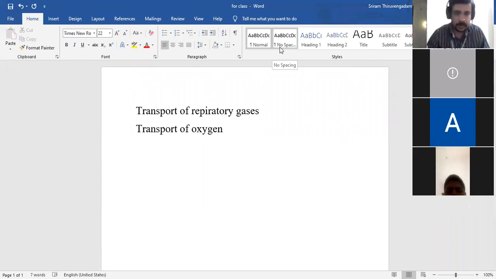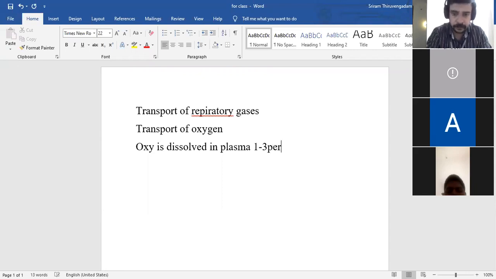Okay, so please understand that oxygen is dissolved. Oxygen is dissolved in plasma with 1 to 3%. So some 1 to 3% of oxygen is actually dissolved in plasma, and the plasma is responsible for the transport as well. So 1 to 3% of oxygen is transported in this way, that is by plasma. So that is one way where oxygen is transported.